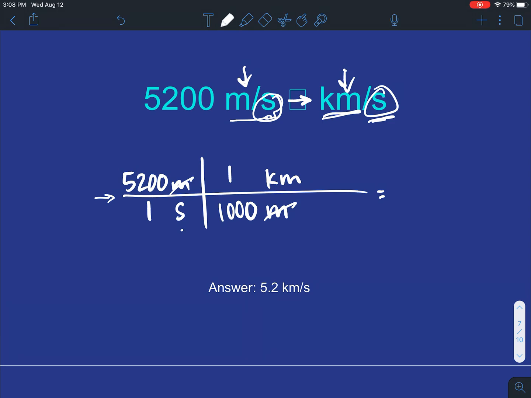Okay, so now I go multiply across, I divide by what's on bottom. So ultimately this is 5,200 divided by 1,000, and that gives me 5.2 kilometers per second. Remember, in physics, this unit is equally important as the number.